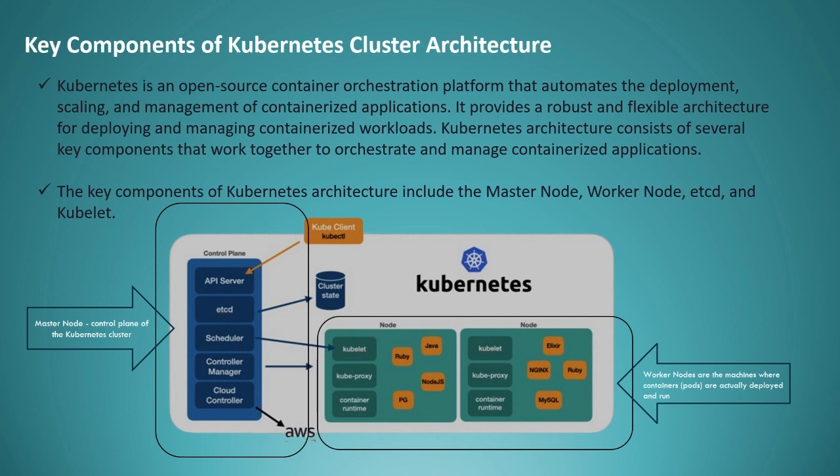Kubernetes architecture consists of several key components that work together to orchestrate and manage containerized applications. The key components of Kubernetes architecture include the master node, worker node, etcd, and kubelet.